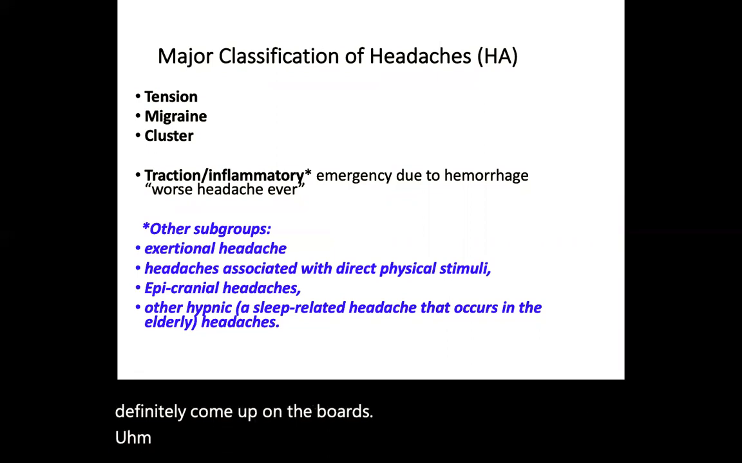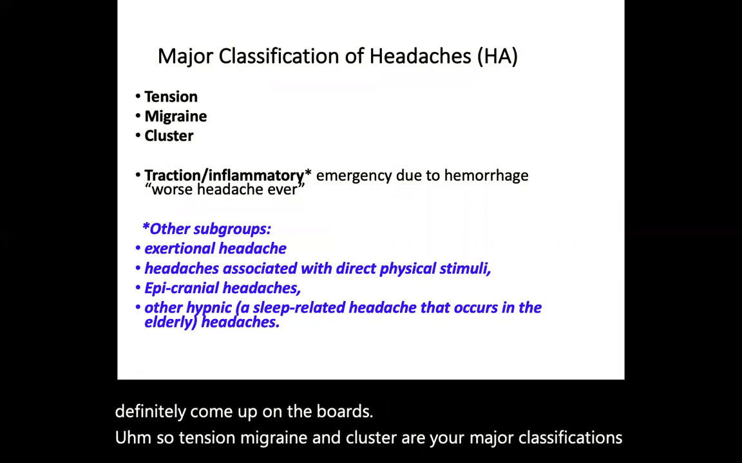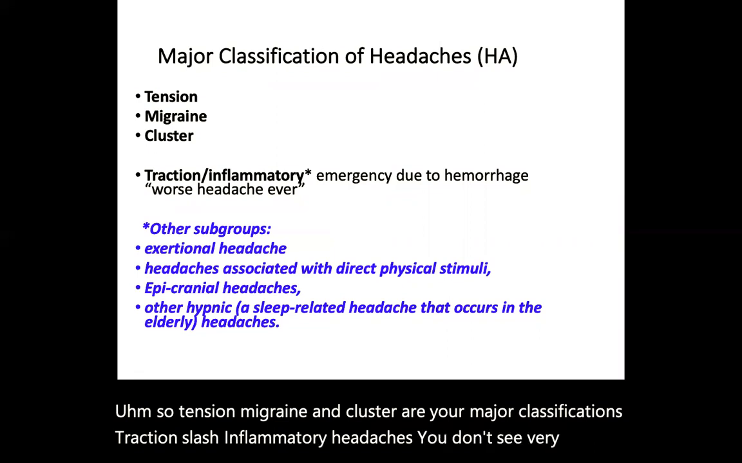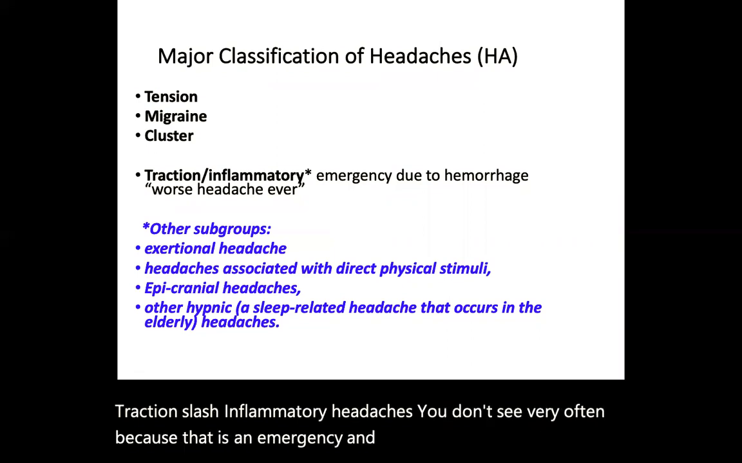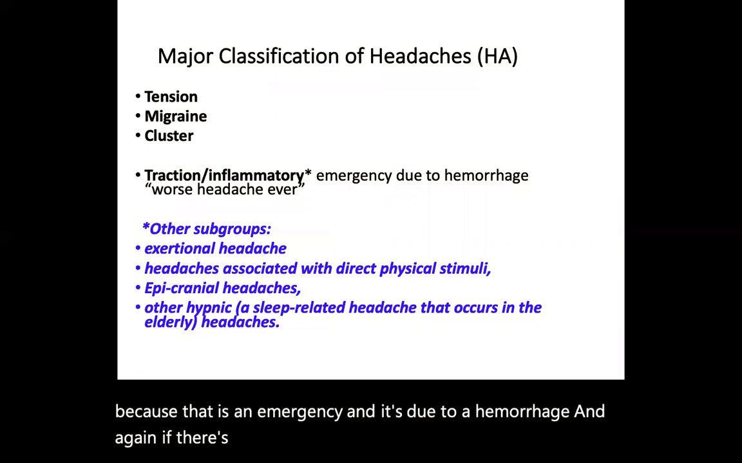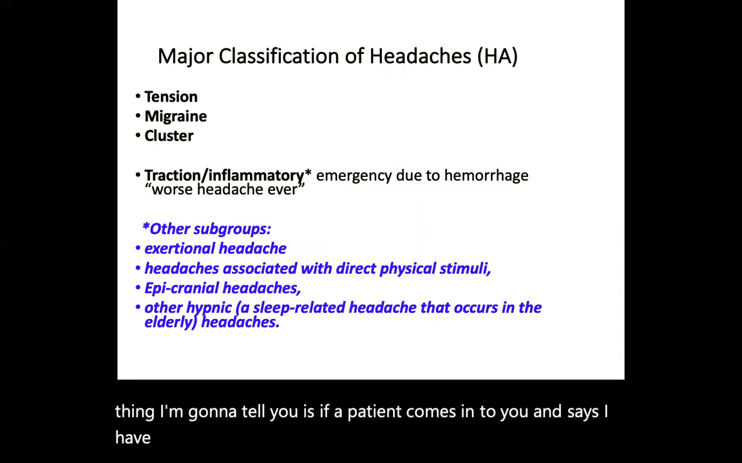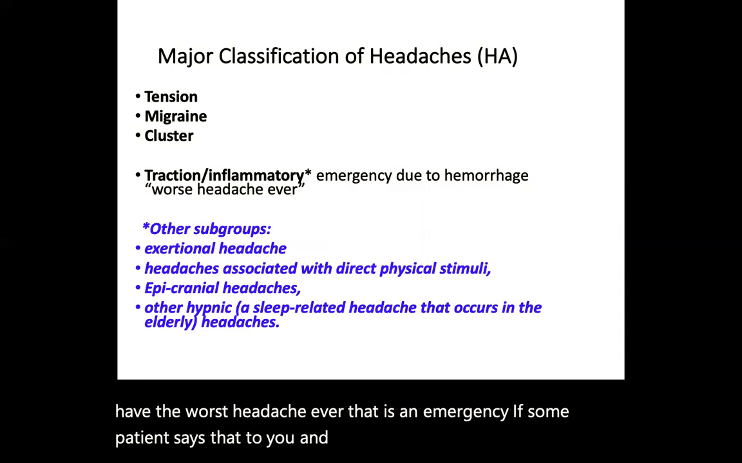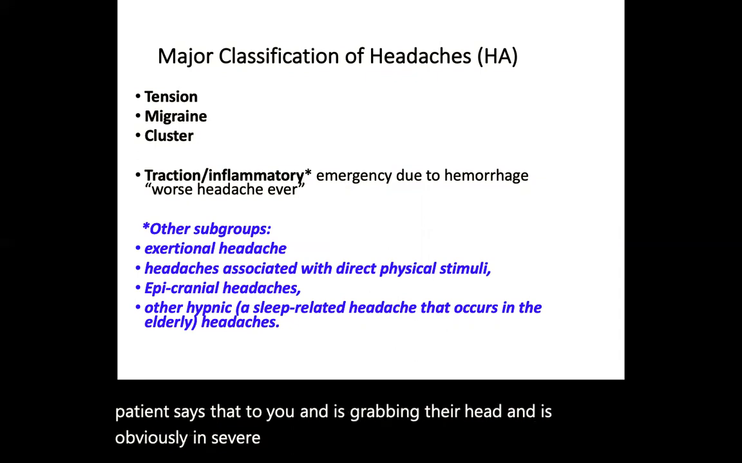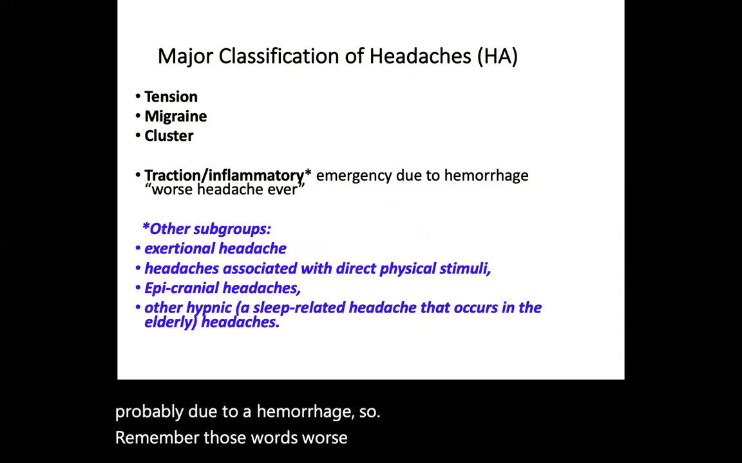So tension, migraine, and cluster are your major classifications. Traction/inflammatory headaches you don't see very often because that is an emergency and it's due to a hemorrhage. And again, if there's nothing else you learn from this lecture, the first thing I'm going to tell you is if a patient comes to you and says, I have the worst headache ever, that is an emergency. If a patient says that to you and is grabbing their head and is obviously in severe pain, you need to call 911. It's probably due to a hemorrhage. So remember those words: worst headache ever equals 911.